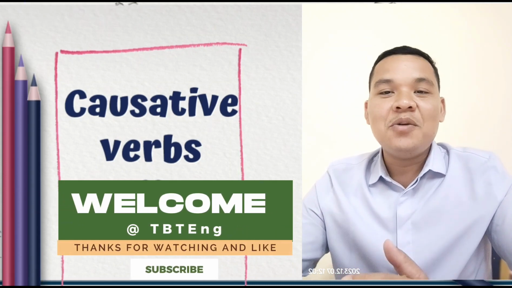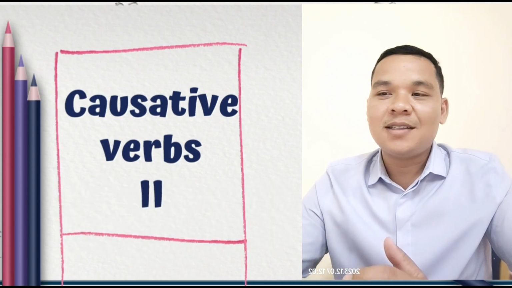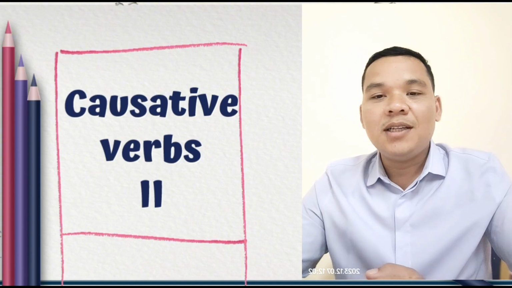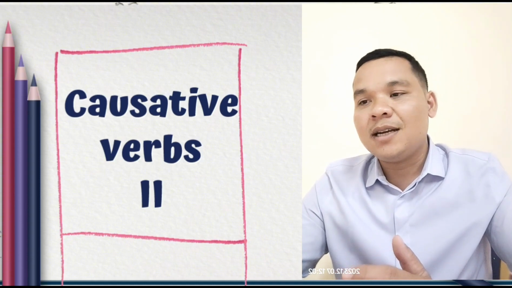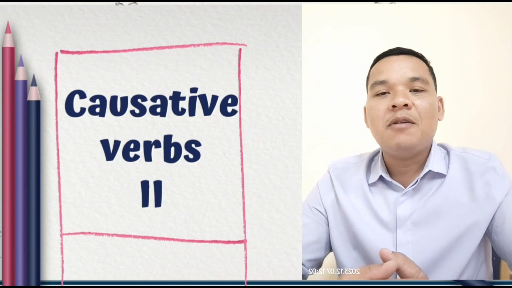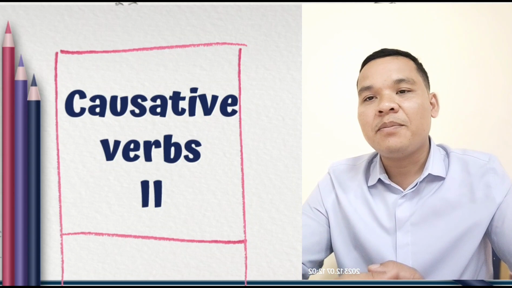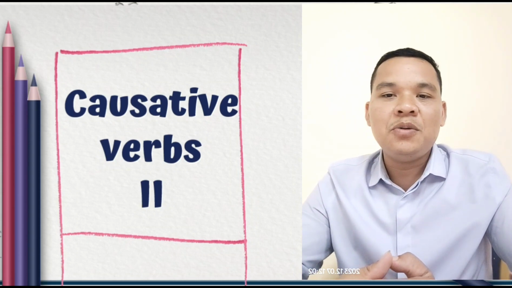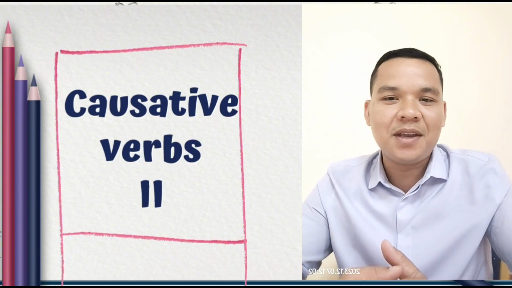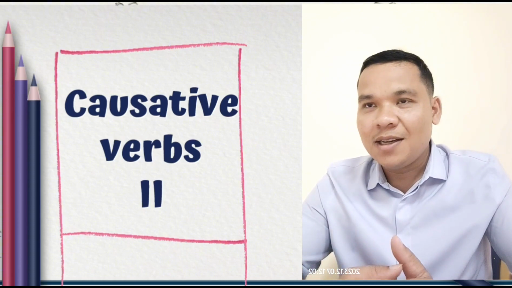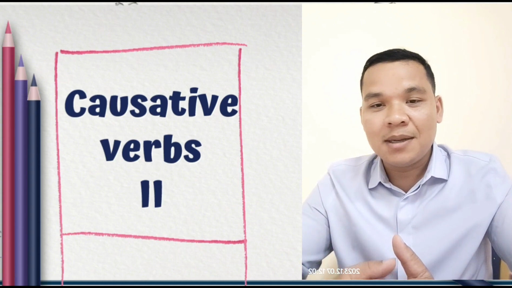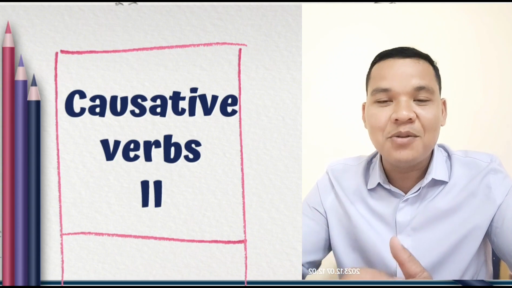How are you? See you here again with the next lesson. I want to continue from the previous one I taught everyone. You learned about causative verbs. In this video I would like to take up two verbs only, because in the previous video you learned five verbs. You still remember? Let somebody do something, make somebody do something, help somebody do something, get somebody to do something, and have somebody do something.